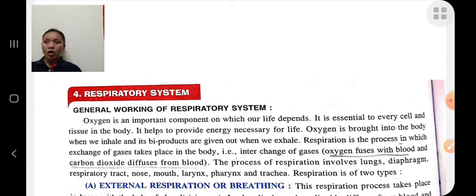In internal respiration, the oxygenated, pure blood reaches the working tissues and cells, which use this oxygen to produce energy. When energy is produced, a byproduct, carbon dioxide, is released. This carbon dioxide is again diffused into the blood and taken by the blood to the lungs for purification.